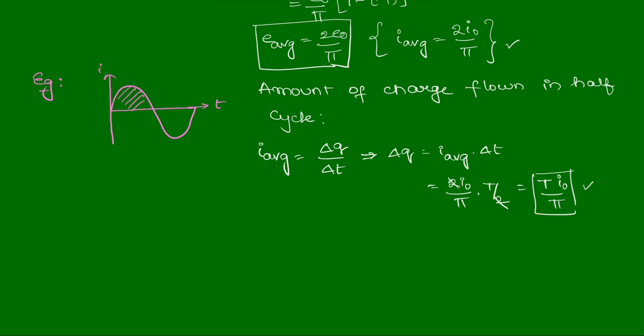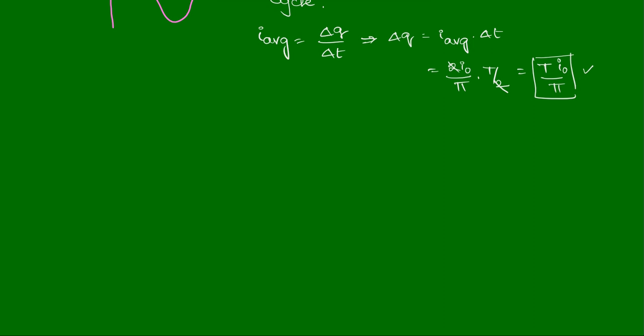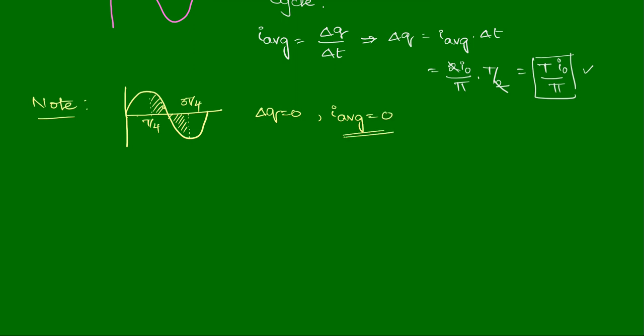And one more interesting note point is here. For all half cycles, this value is not true. Suppose you are given like this, just look at this note point. If they ask for the average value for a half cycle, that is from T by 4 to 3T by 4, then whatever area is here, the same area will be observed here. So in that case, net charge will be 0 and hence the I average value will also be 0. Only for 0 to T by 2, we will get a value of 2 I naught by pi or 2 E naught by pi.